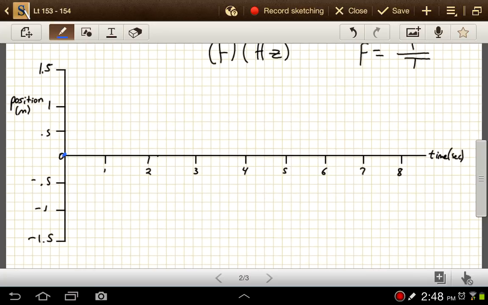And let's say that it does something like this. So we plot a graph of position versus time for this thing, and we get something that looks like this, filling in between the dots.